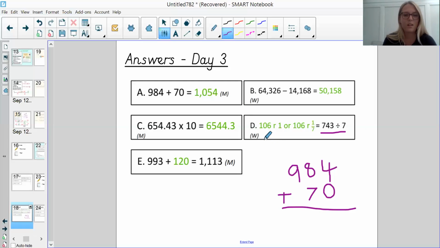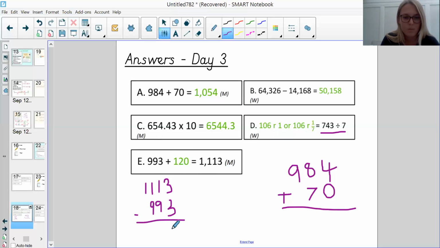And then the last one, you had a missing number, so 993 plus something is 1,113, and that something was 120. To work that out, you could have rearranged the question using the inverse, so you would have done 1,113 subtract, because we're using the inverse of add, so minus 993 to work out that missing number.